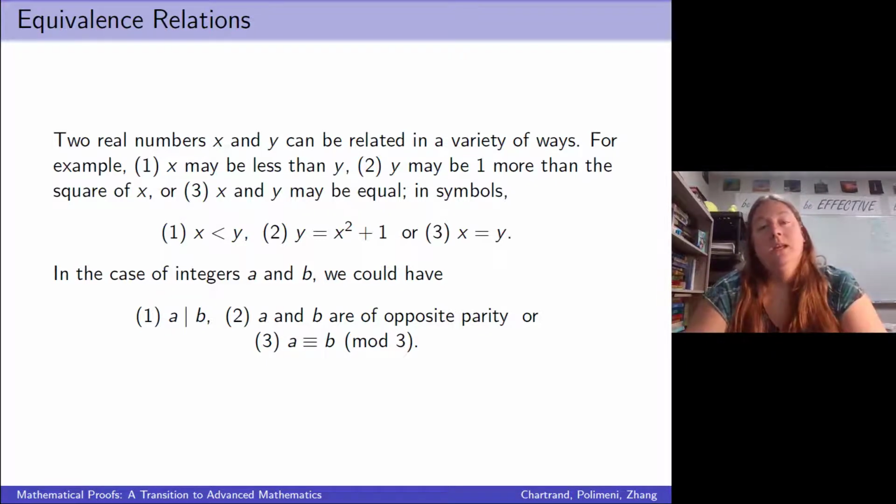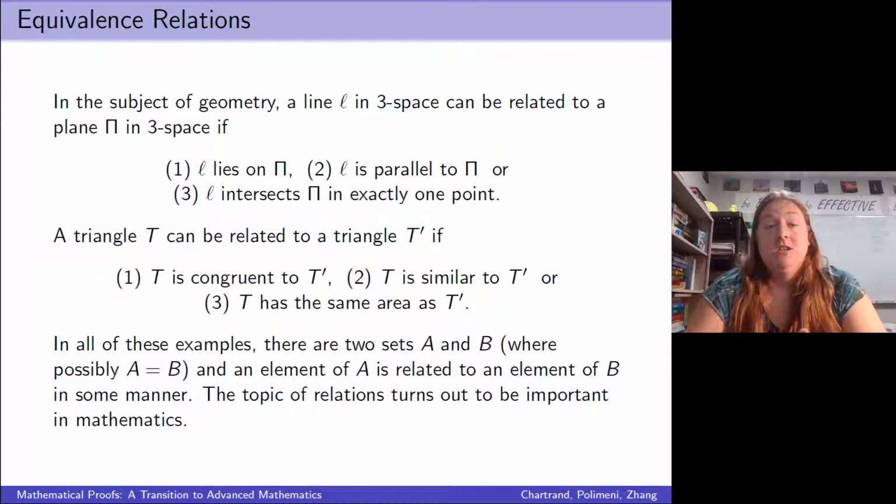That's also a relation. We could go into geometry and we can have a line in 3-space, and it can be related to a plane in 3-space if the line lies on the plane, if it's parallel to the plane, or if the line intersects the plane in exactly one point. We could take two triangles and say that they're related if they're congruent to one another, if they're similar, or if they have the same area.